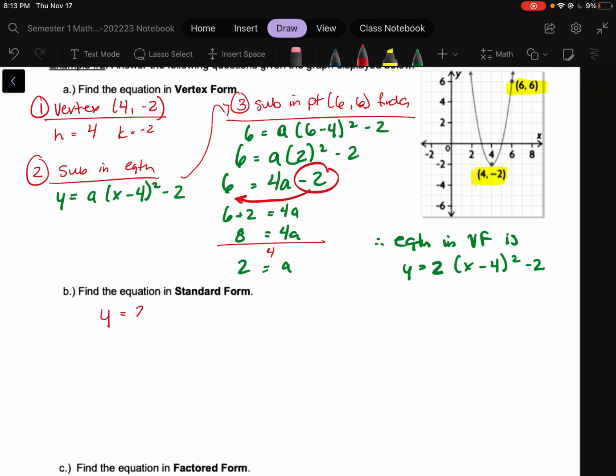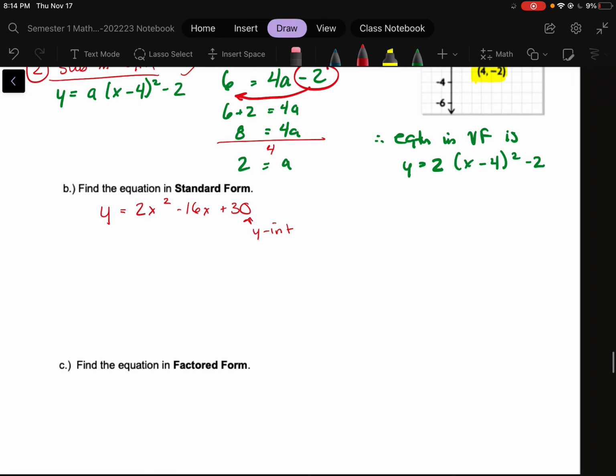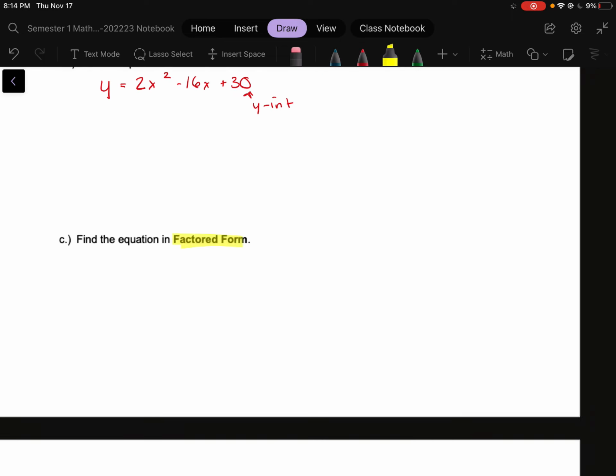All right, the final answer for this is y equals 2x to the power of 2 minus 16x plus 30. Remember our 30 is going to be our y-intercept. So hopefully that made sense because we just did standard form. Now we have to do factored form. So for factored form, we're going to take what we just found in our standard form: y equals 2x to the power of 2 minus 16x plus 30.